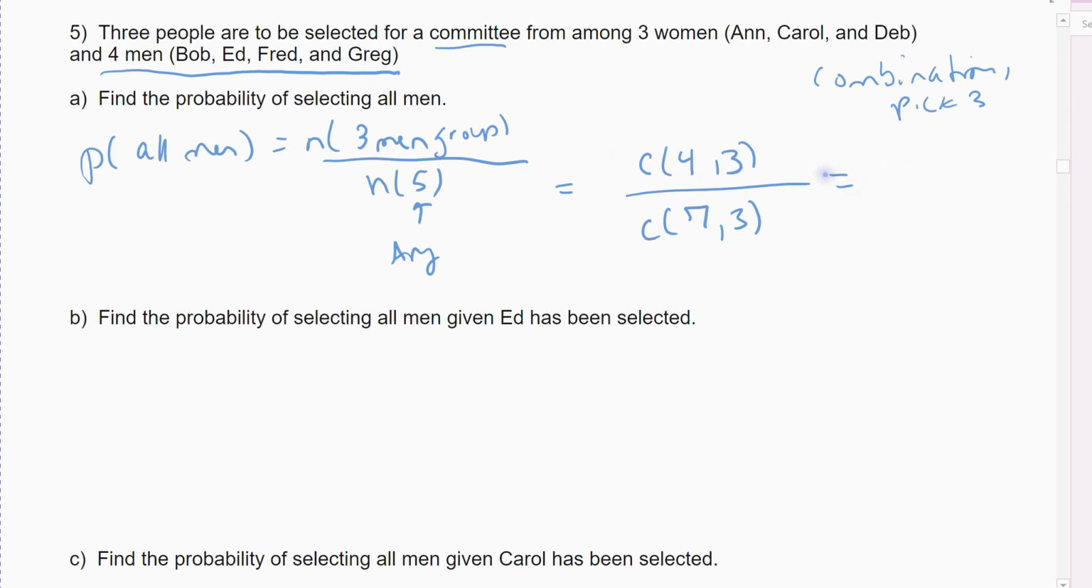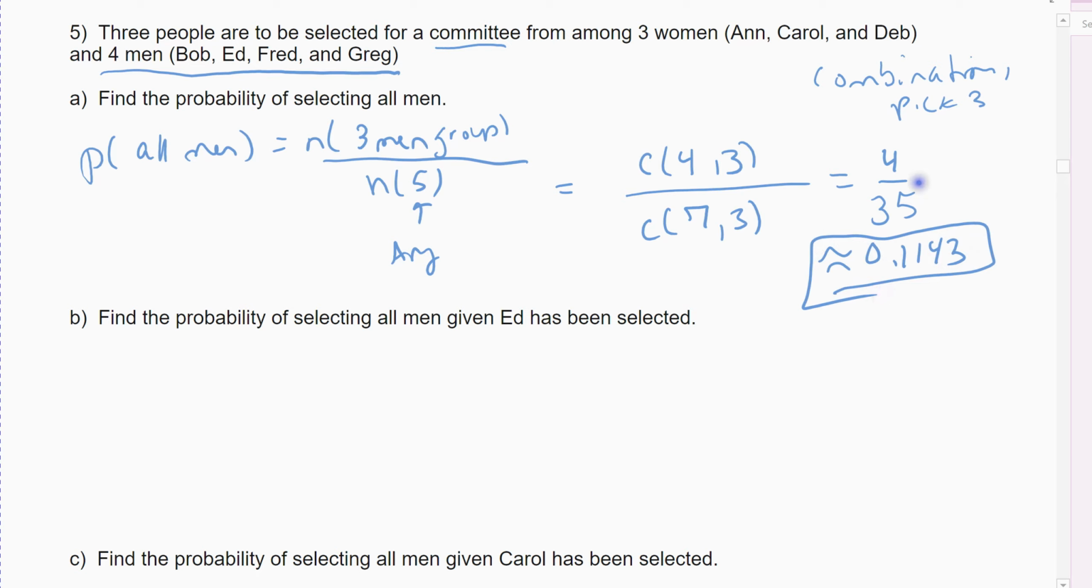And so when you plug in, combination 7 choose 3 is 35. So there would be 35 different committees. 4 of the 35 contain all men. So 4 of my 35. And then you divide it out and find the probability. So 4 divided by 35 comes out to be 0.1143.